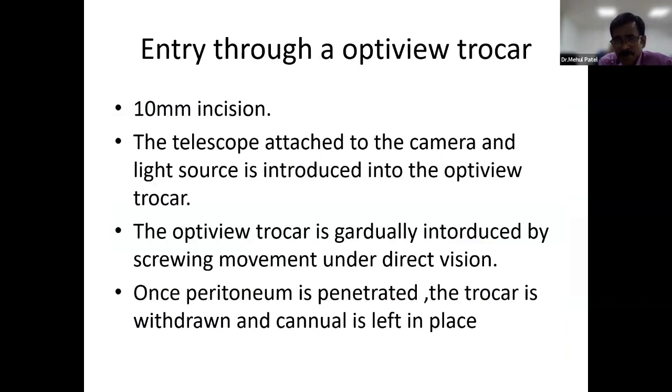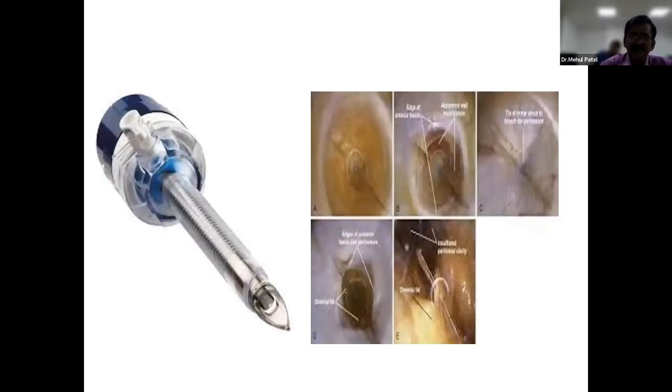What is an optiview trocar? Optiview trocar is a special trocar where you can introduce a telescope into the trocar, and as the telescope traverses the abdominal wall, you can appreciate the different layers of the abdominal wall on the TV monitor. So this allows you to see the different layers of the abdominal wall. As you penetrate the peritoneum and go into the peritoneal cavity, you can appreciate that your trocar is now in the peritoneal cavity. And then we withdraw this spike and carry on with your surgery. So this is the optiview trocar. It is a costly trocar. This comes with a price.